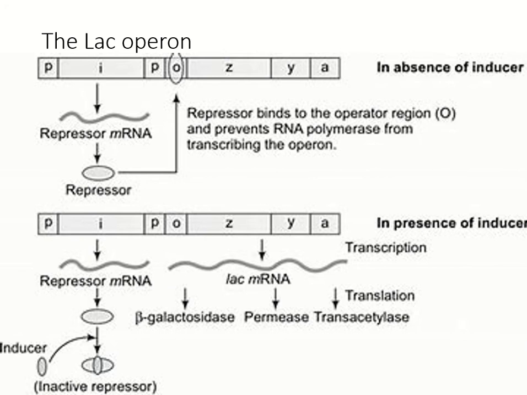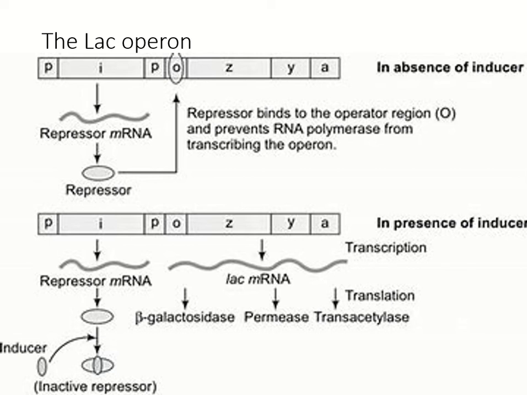Now here you are seeing the diagram. In this you are seeing the effect in the absence of inducer and also in the presence of inducer. Now in absence of inducer, what you are seeing here, the repressor protein binds to the operator region of the operon and as a result prevents RNA polymerase from binding to the operon. And here you are seeing the operon is switched off.